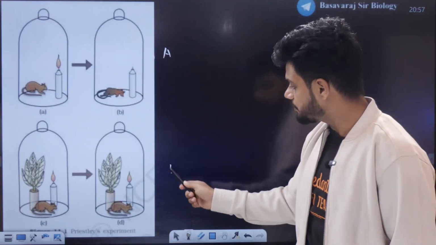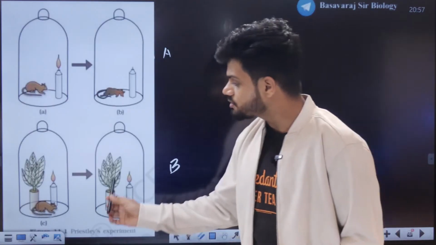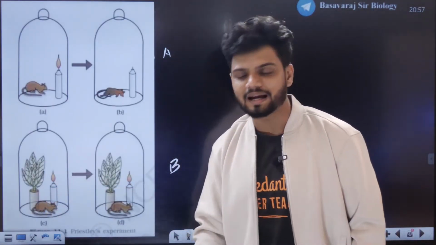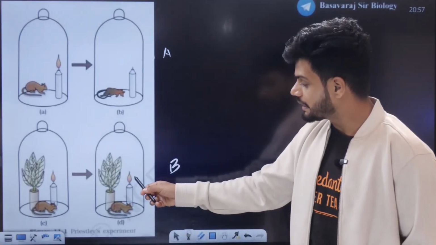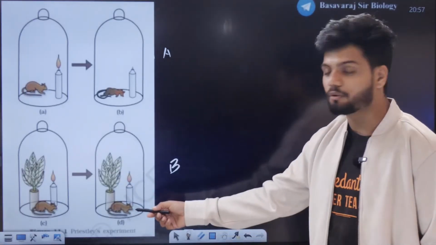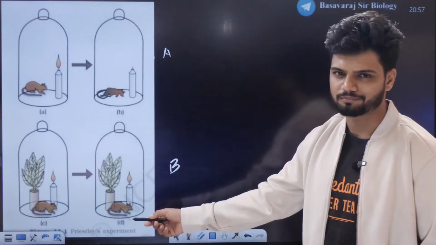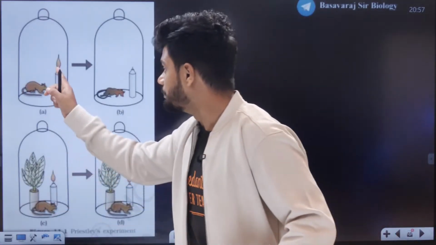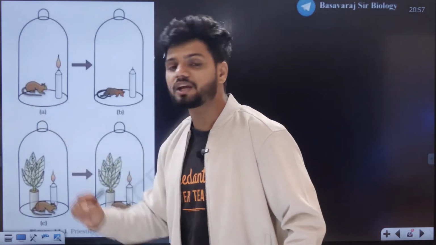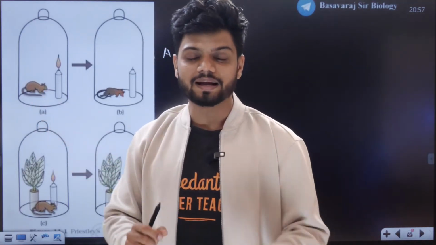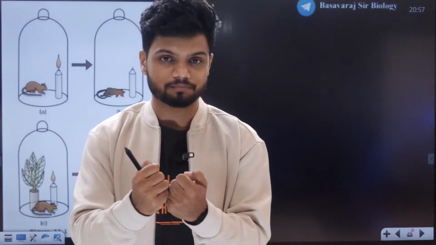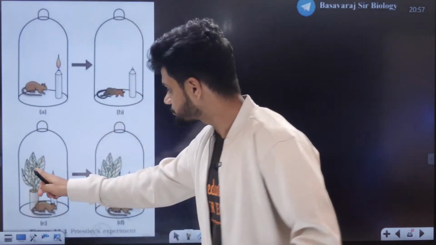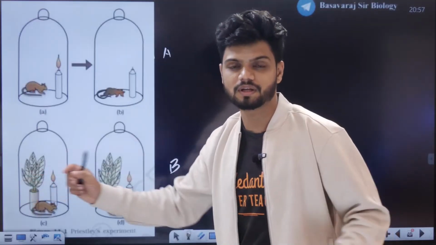In setup B, he also kept a mint plant, a separate plant inside. But he noticed that even after some time, the candle is burning and the mouse is also alive. What is the magic here? The magic is very simple. When the candle burns or the mouse respires, it consumes oxygen, and the oxygen is being replaced by the plant here. That was the logic behind it.